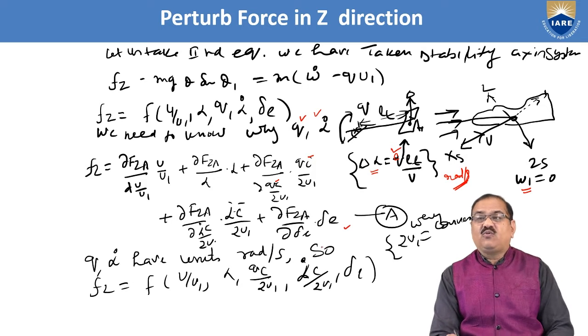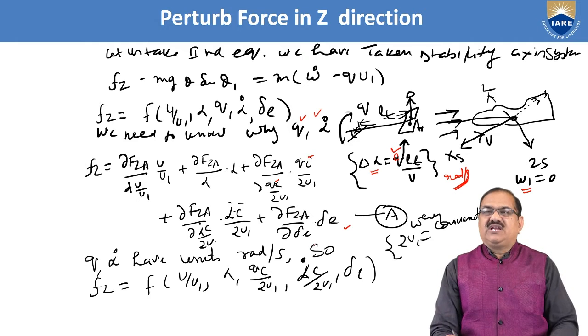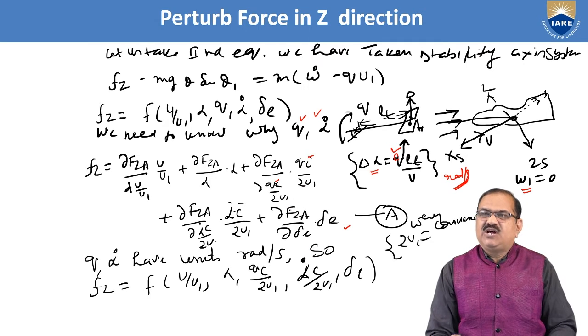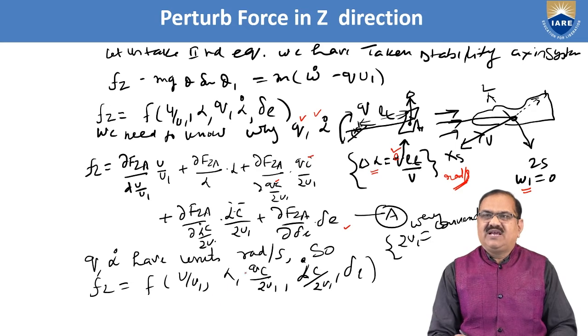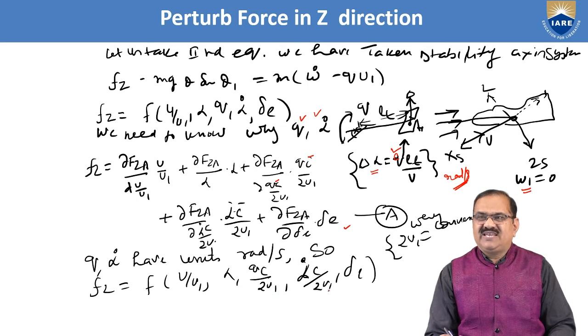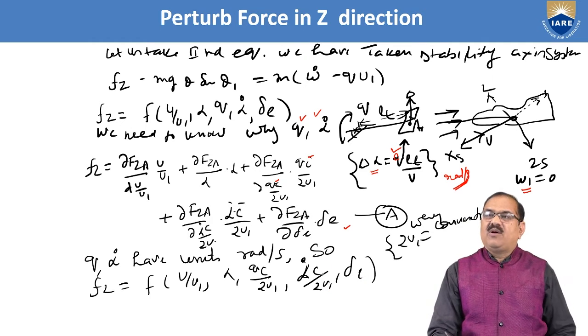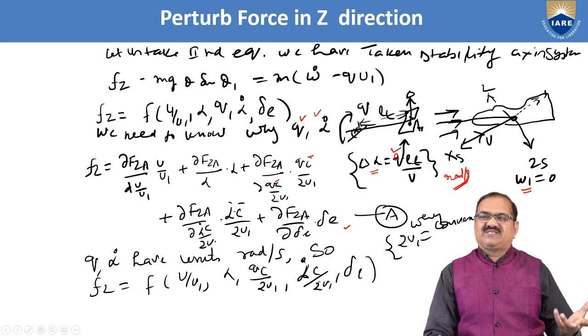So we have to convert this Q into non-dimensional form. So we have multiplied C by 2U1. So here Fz is equal to Fu by U1, into alpha, QC by 2U1, alpha dot C by U1, into delta E. This we have made so that all the quantities here are in the non-dimensional form.